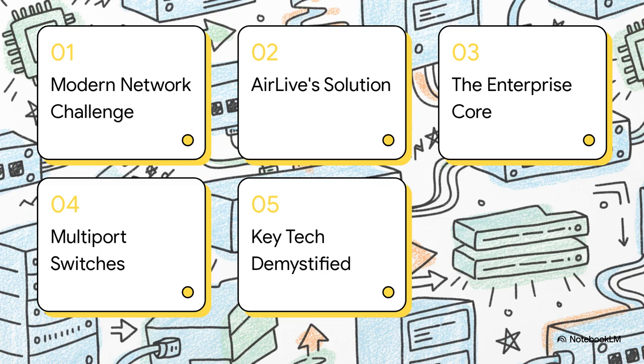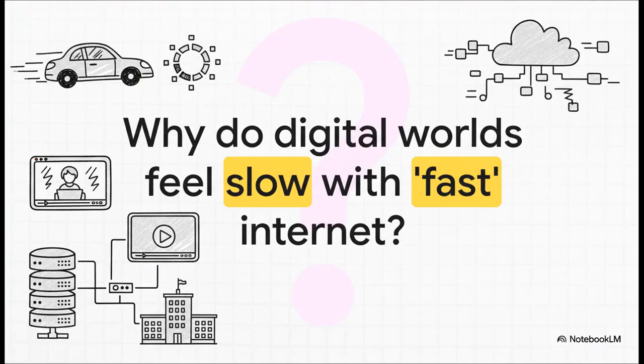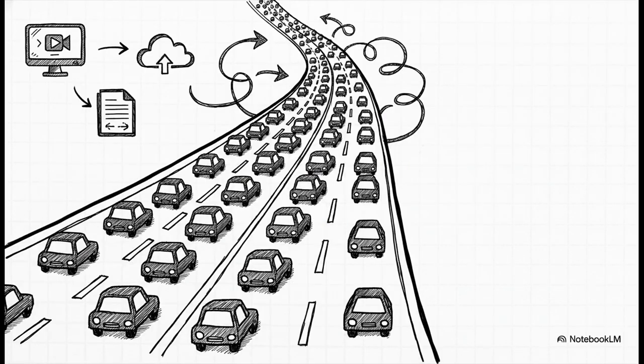Sound good? Let's go. Okay, first things first, let's talk about the incredible strain our networks are under these days. I mean, it's basically digital gridlock out there, and the traffic just keeps getting heavier. You know the feeling, right? You're paying for super fast internet, but your video call is still lagging, or a download is just crawling. So what gives? Well, a lot of the time, the bottleneck isn't your connection to the internet. Nope, it's happening inside the network, in your office, across campus, or even in the giant data centers running all your apps.